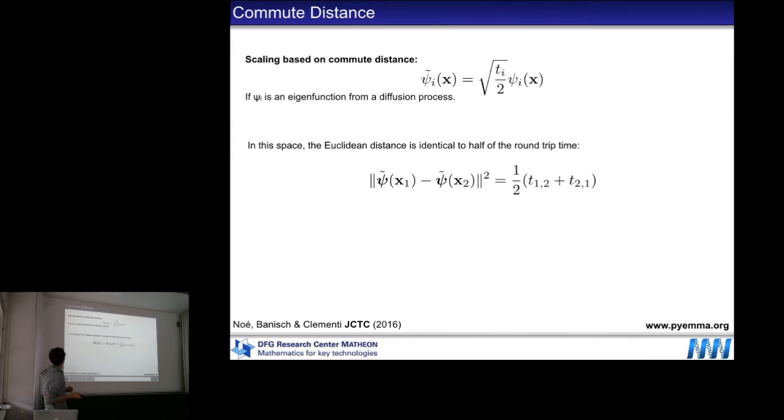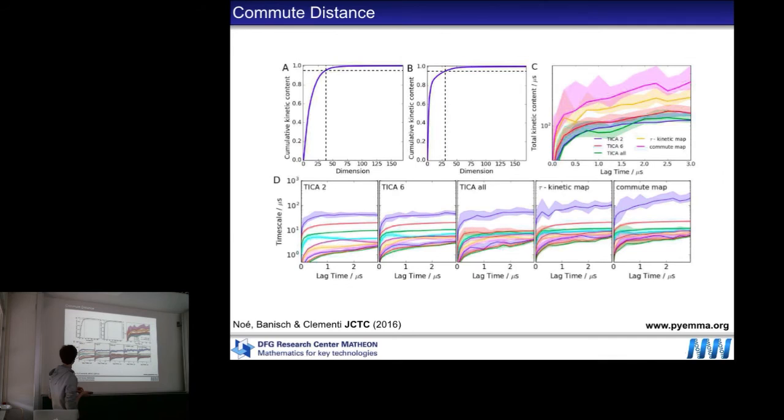Okay, just a final example. Again, the same BPTI system. We use the same metrics as before: just using 2 TICA coordinates, 6 TICA coordinates, all of them, the kinetic map at one specific lag time, and the commute map. And we see that the commute map adds another, at least a bit of improvement to the time scale estimation.